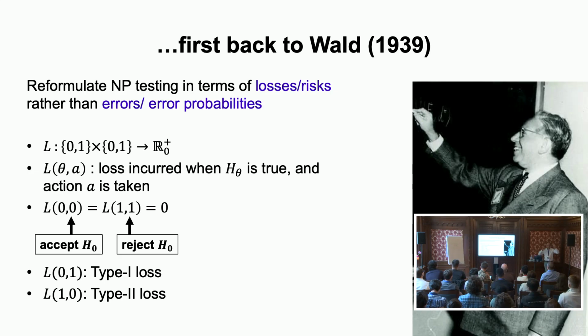So he said, let's say you have two decisions, accept the null or reject the null. You have two states of nature, null is true, alternative is true, and the loss you make if you make a decision is given by some function L. So the loss if the true state of nature is the null hypothesis, L(0, 0), and you say 0 is 0, and the loss if the true state is 1 and you say 1 is also 0. So if you make the right decision, your loss is 0. If you make a type 1 error, your loss is a type 1 loss. The true state of nature is 0, but you say 1, and the opposite is a type 2 loss.